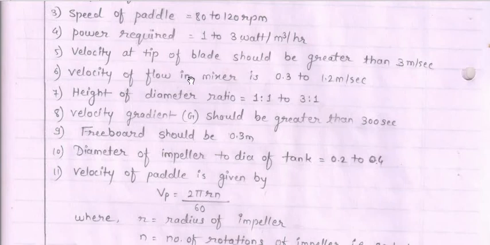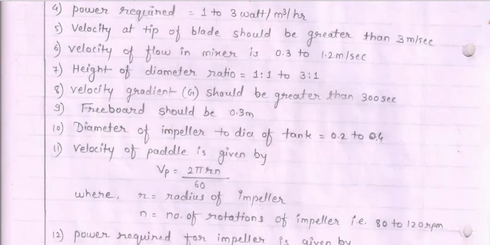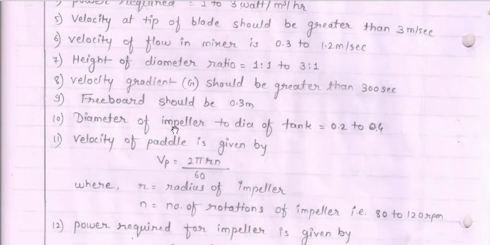Velocity of flow, that is the inlet velocity of water in the flash mixer, is 0.3 to 1.2 meter per second. Height to diameter ratio is 1:1 to 3:1. Velocity gradient should be greater than 300 per second. Freeboard should be 0.3 meter, that is 300 mm. And the ratio of diameter of impeller to diameter of tank is 0.2 to 0.4.